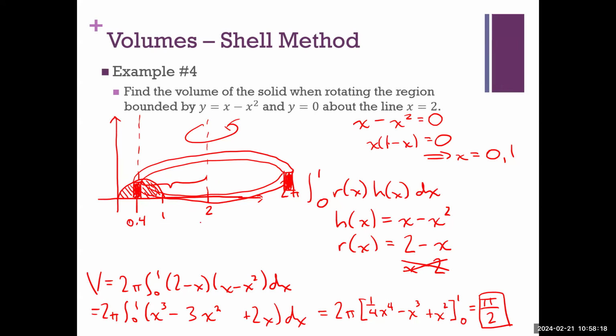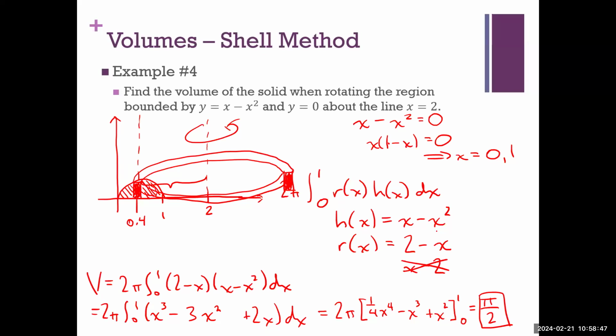So basically, because I'm rotating around this other vertical line, the way I'm going to get the radius is to figure out how far this x value is from x equals 2. And if I want to compare distances, I'm taking a difference. So how far apart are x and 2? That's 2 minus x. So did that help a little bit?